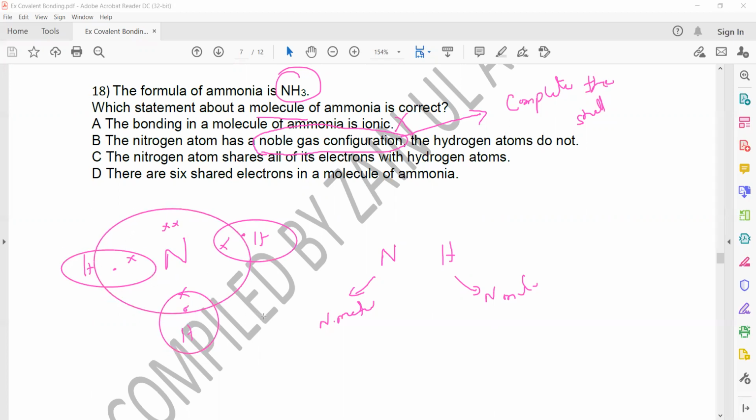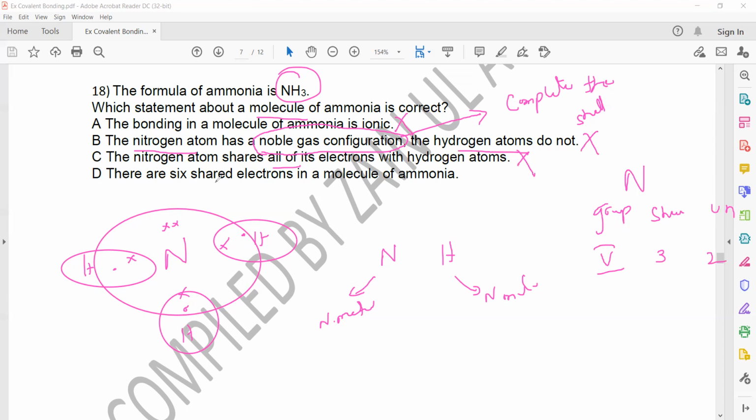So when the atoms completed their shell, we use the term that they have noble gas configuration. So statement B, they say nitrogen atom has a noble gas configuration, but hydrogen atom does not. That is wrong. Both atoms have a noble gas configuration. It means both atoms are stable or their shells are complete. What about statement C? Nitrogen atom shares all of its electrons. That's wrong because nitrogen belongs to group 5. So an element belonging to group 5 will share 3 electrons and unshared will be 2. So that's why C is also wrong.